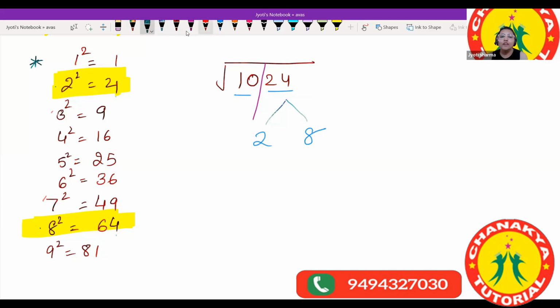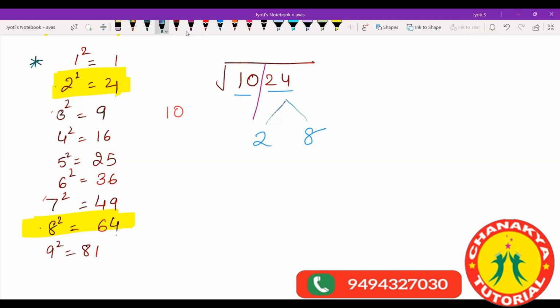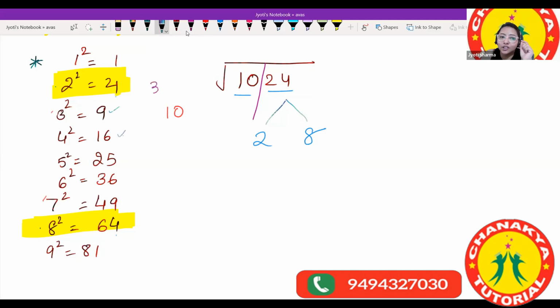Now, what's your second pair? 10. Okay, 10 comes between which two squares? Between the square of 3 and 4. Square of 3 is 9, square of 4 is 16. So between 9 and 16, you find 10. So you will be taking 3 and 4. Between 3 square and 4 square, you are getting 10. You will always select the lower number, that is 3. Now you got two possible answers.